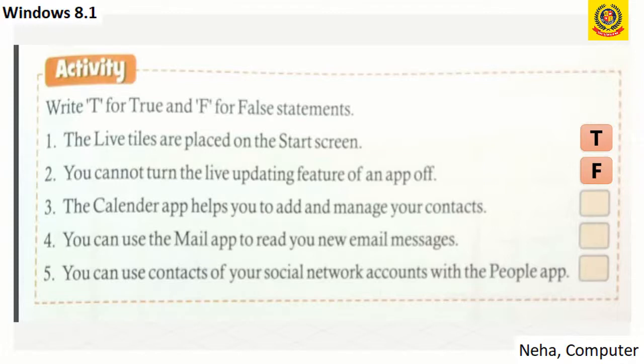Third, the Calendar app helps us to add and manage our contacts. So is it true or false? When we have to manage the contacts, we use the People app. Fourth, you can use the Mail app to read your new email messages. It is true. So for new email messages, we need the Mail app. Fifth, you can use contacts of social networking accounts with the People app. It is true. So social networking accounts can be merged with the People app, and we can get the contacts from the social networking sites and put them inside the People app.